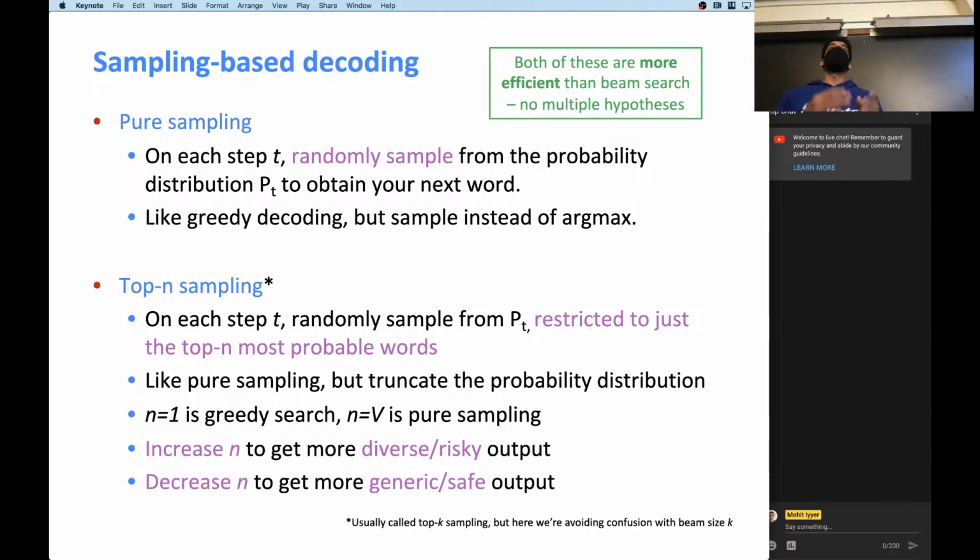But if I increase this from 40 to say 10,000, now I'm considering a whole bunch of other words, and some of those words may be very improbable, right? So in this case, I probably will get closer to the output of full sampling. Did you have a question?